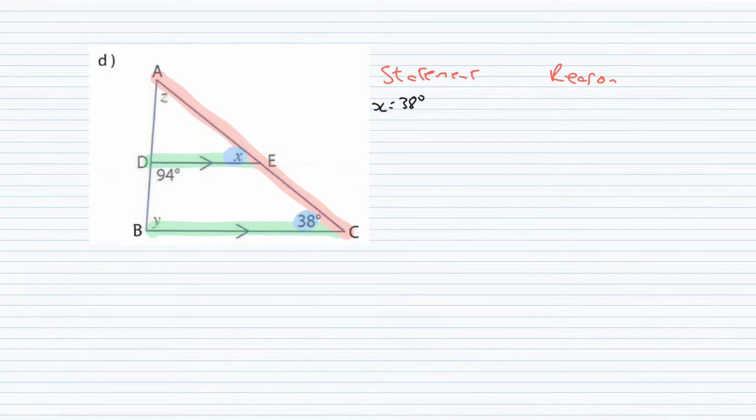And our reason here, well, if you remember, the F is corresponding angles. Corresponding angles are equal. You can just write corresponding angles, it's fine. Whenever we write anything to do with parallel lines, we need to talk about our parallel lines. In this case, our parallel lines are the green ones. We've got DE, and DE is parallel to BC. Okay, so we're looking good so far.